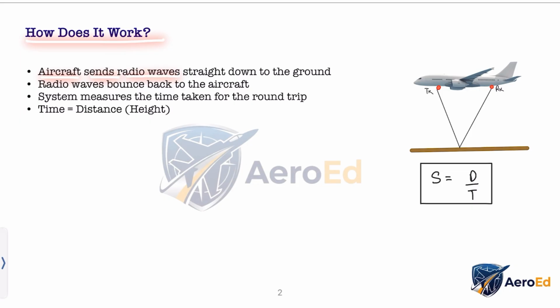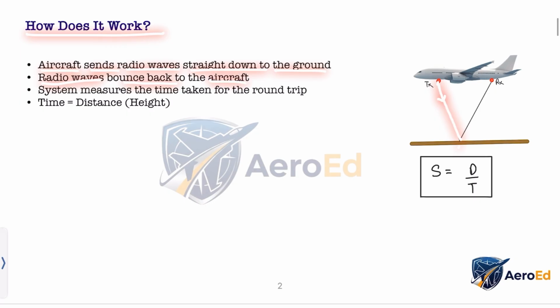The aircraft sends radio waves straight down to the ground. So this is an aircraft and this is the ground. You can see here, the radio waves bounce back to the aircraft. So this radio wave which is sent down straight to the ground goes back to the aircraft. So we can say that there's a transmitter and a receiver in the aircraft. The system measures the time taken for the round trip.